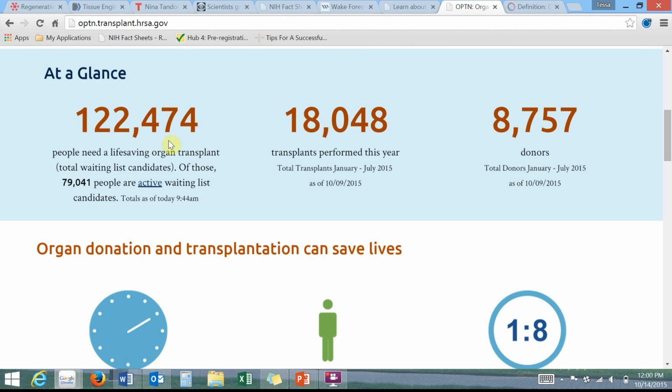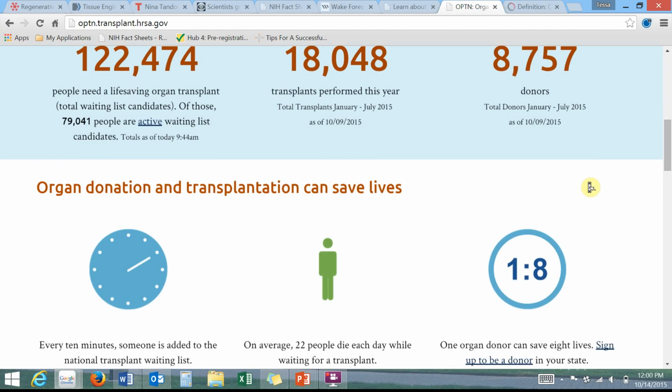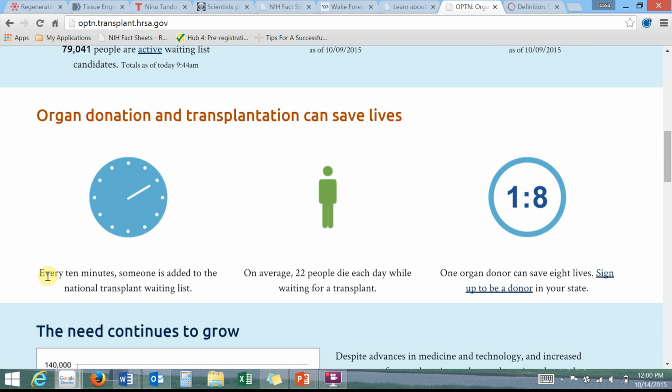As you can see in this article, there are over 120,000 people needing a life-saving organ. There were 18,000 transplants performed this year, and there were only 8,000 donors as of July 2015. It also says that every 10 minutes somebody is added to the national transplant waiting list, and on average 22 people die before they even get their transplant.